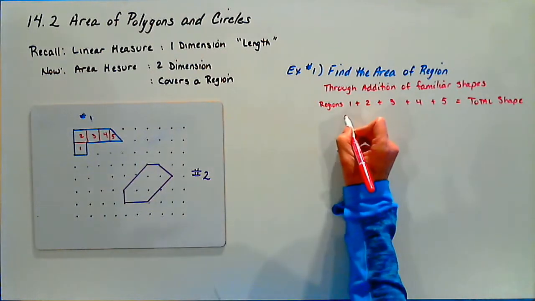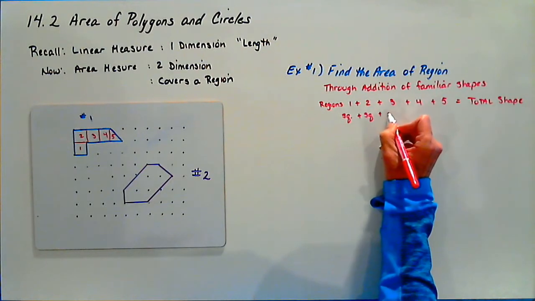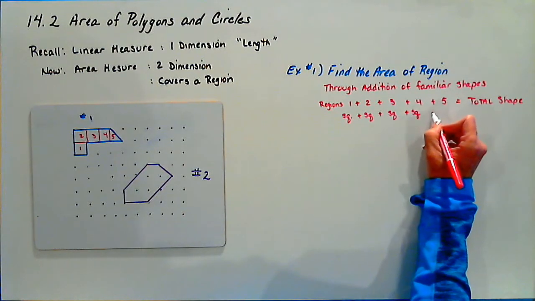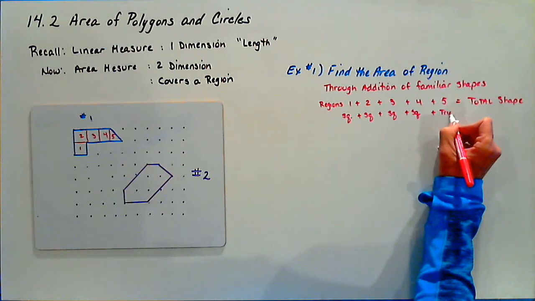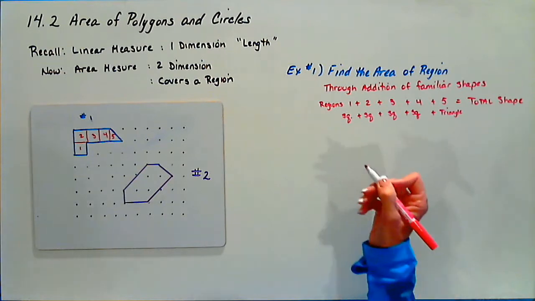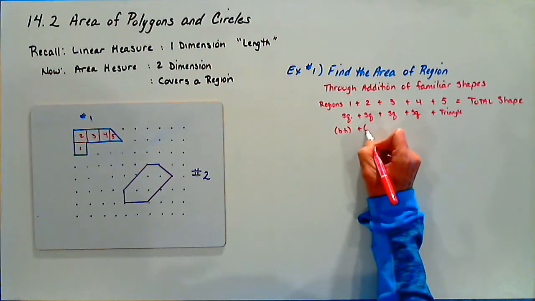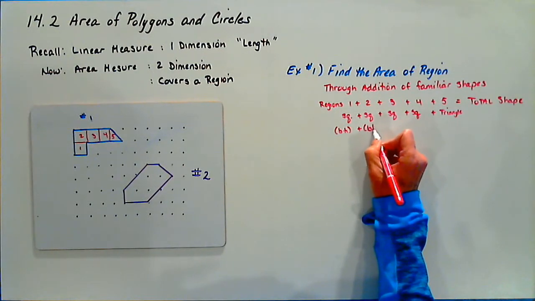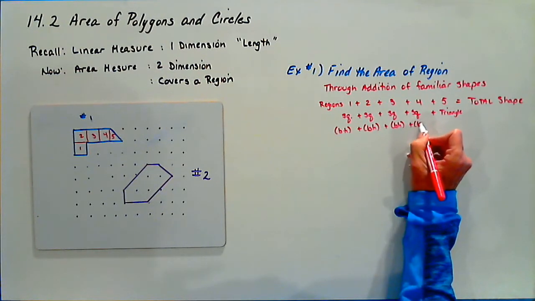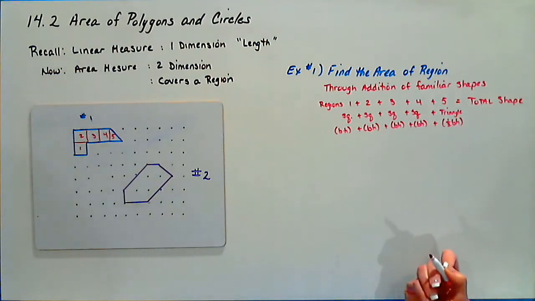So what is region 1? Region 1 is a square. Region 2 is a square. Region 3 is a square or a rectangle. You could do this using squares or rectangles. And then region 5 is a triangle. When I'm first going over it with them, I would ask them, how do you find the area of a square? And I would have them write it out: base times height, or you could say side times side. Of course, a square is a rectangle, so I could write this out 4 times, and for a triangle, it's half base times height.